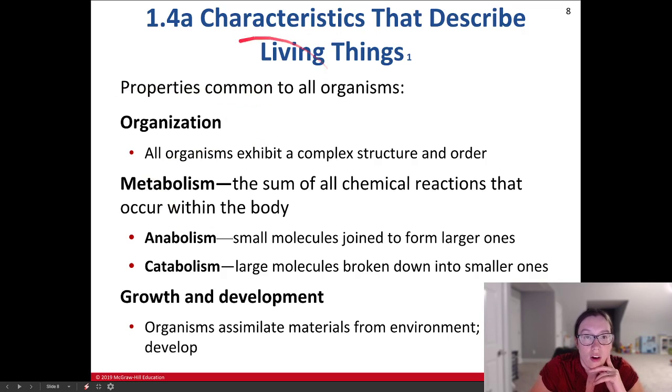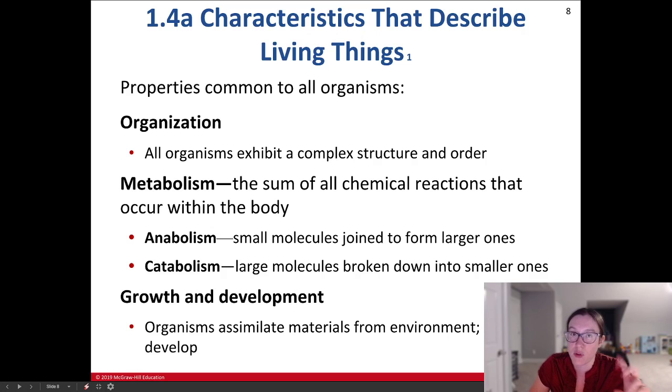So all living things, no matter what they are, humans or dogs or cats, have a couple of things that are similar. All of them exhibit a complex structure and order. We're going to go over those levels of organization in just a few slides. All of them also have what's called metabolism. Metabolism is the sum total of all of the chemical reactions that are occurring in the body.